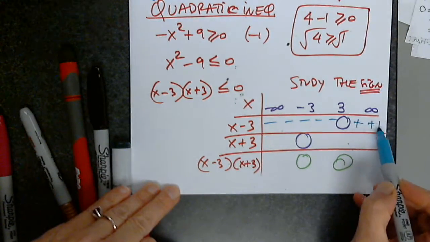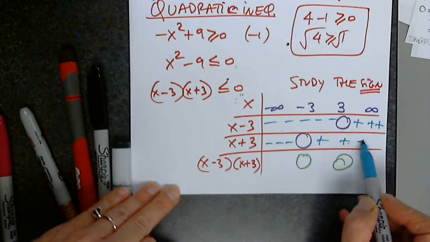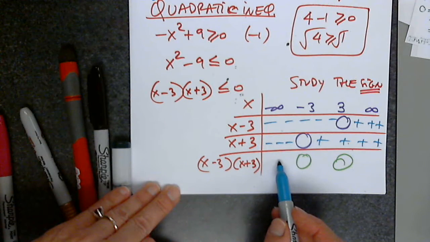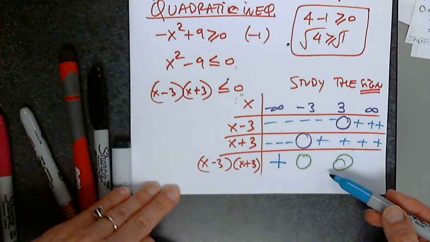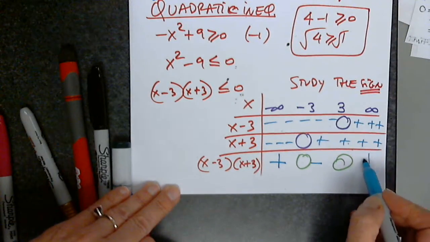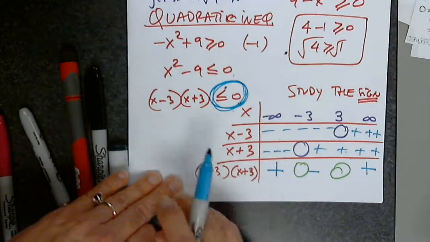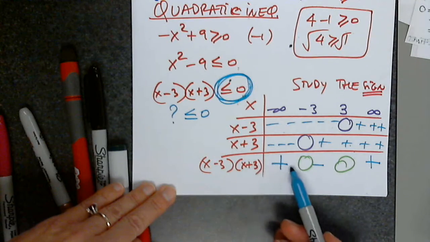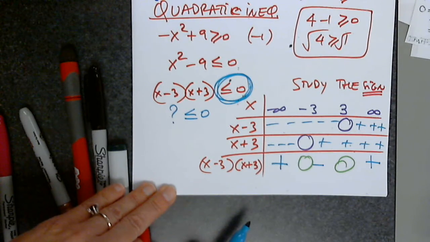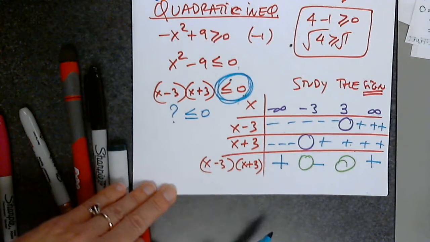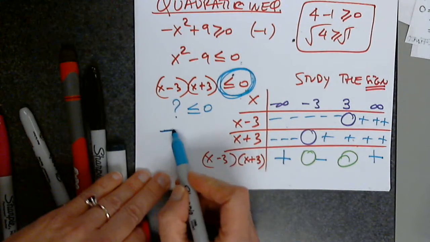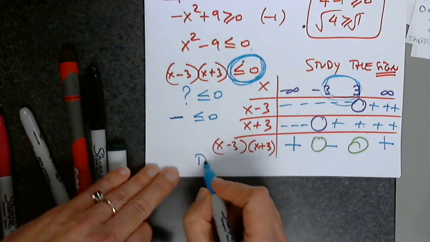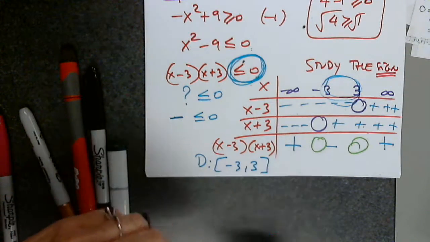Excellent. On the first subinterval, I multiply two negatives. Sign? Positive. Excellent. On the second subinterval, I multiply a positive and a negative. Negative. And of course, positive. This is what I want. Which sign do I pick? Which sign is less than or equal to 0? Only one sign is less than or equal to 0. Which one? Yes. So the domain of this function is between -3 and 3.